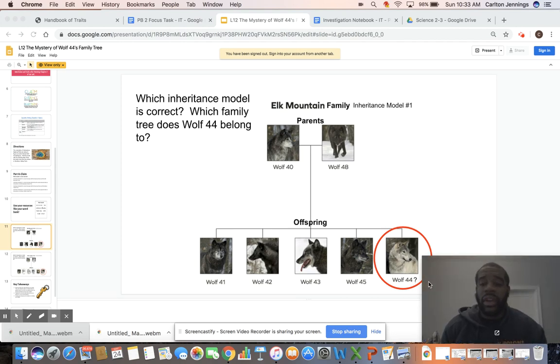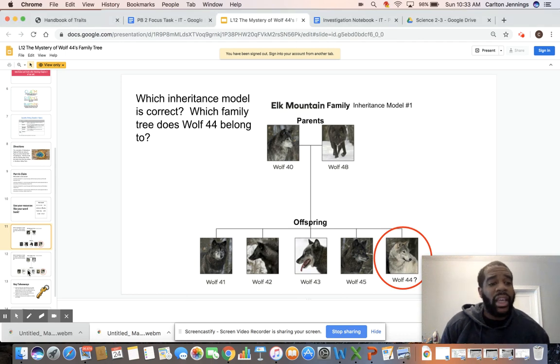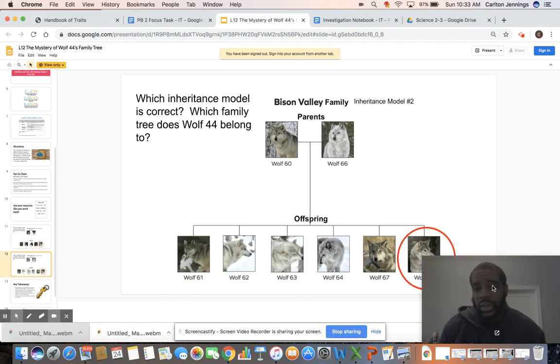We've already figured out that the traits of an offspring, or a child, have to come from its parents. So does Wolf 44 look like either of its two parents in this model? The answer is no. Both of those wolves have darker gray or darker colored fur, while Wolf 44 has lighter gray fur.